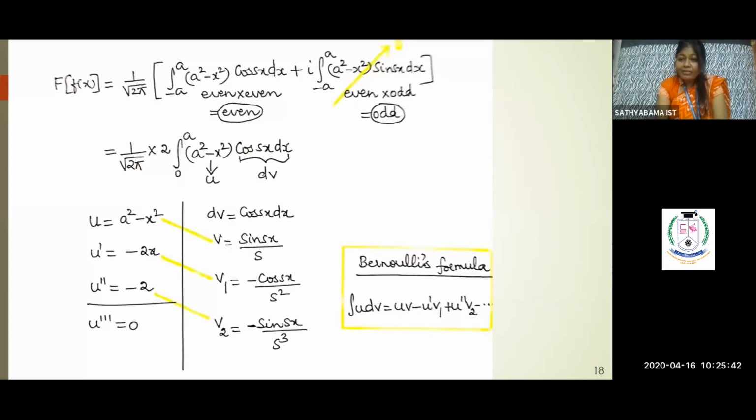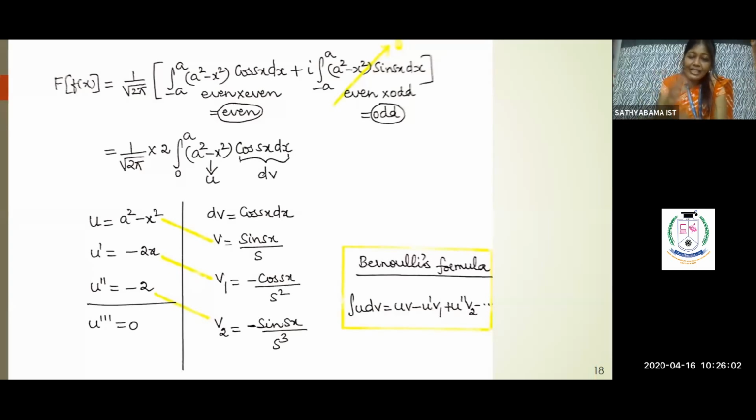So what is Bernoulli's formula? Let's quickly recollect. Integral u dv is uv minus u dash v1 plus u double dash v2 minus etc. So what is u here? Again, choose u according to ILATE. a square minus x square is the algebraic function. Cos is the trigonometric function. A comes before T. So u is a square minus x square.